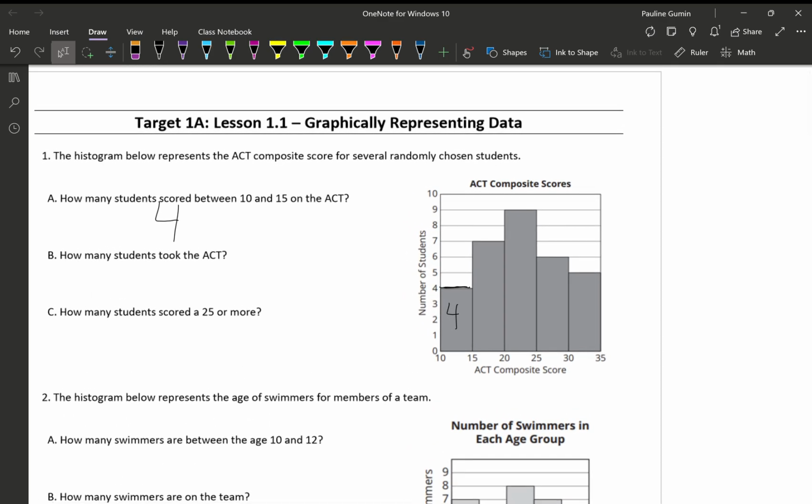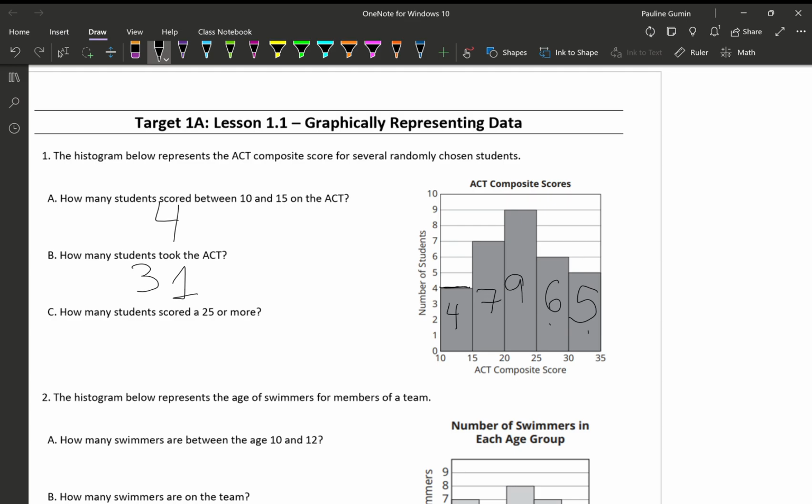Letter B asks us how many students took the ACT. Well, what we need to do is look at the heights of all the bars because that's what represents the numbers of students. Between 15 and 20, there's 7. There's 9 between 20 and 25. 6 here, 5 there. To figure out how many students took it in total, we're going to add 4 plus 7 plus 9 plus 6 plus 5, and we get 31.